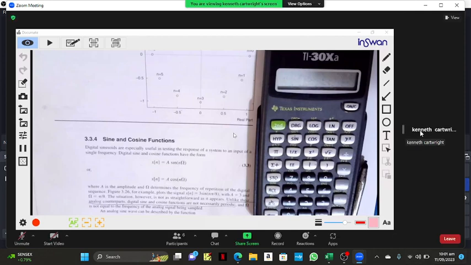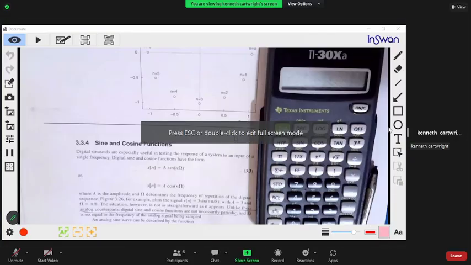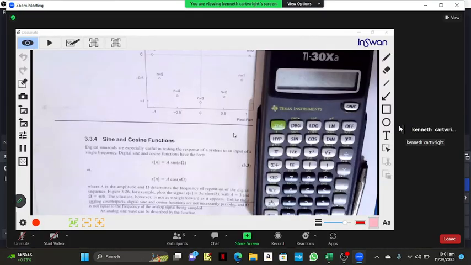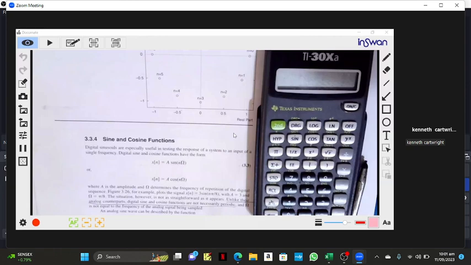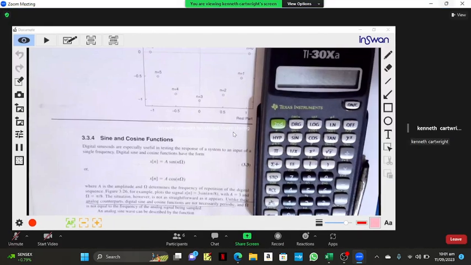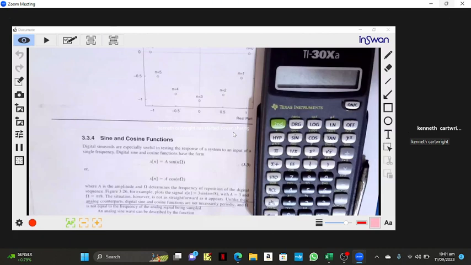Okay, thank you. The impulse function, the step function, and the ramp function. Today we want to talk about the sine function, sine and cosine function. And there you see the digital version in equation 3.3.